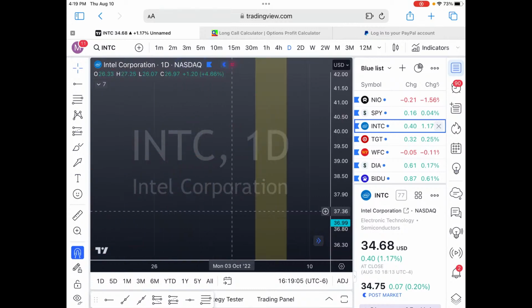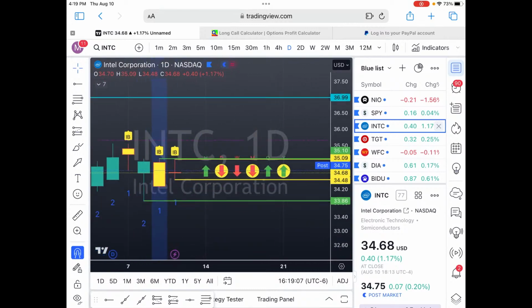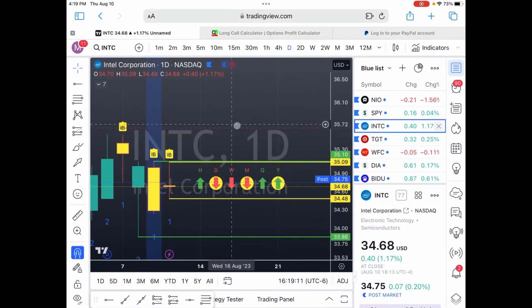Okay, so we'll go back to the current double inside bar. What we're looking for here is calls off of the break of this inside bar at 35.09. The first target is really not great, at 35.10.